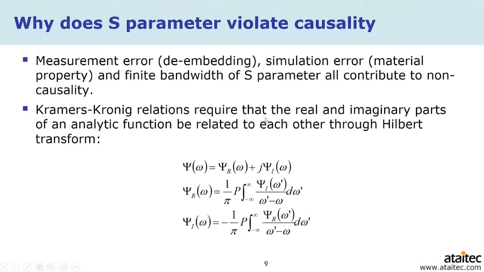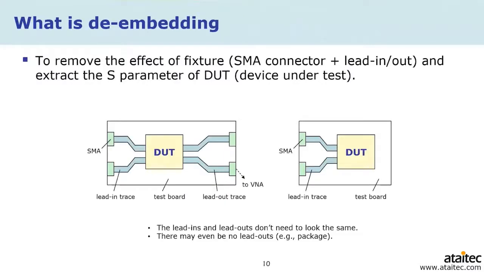But of course, in this presentation, we are going to focus on the causality issue due to measurement error, especially from de-embedding. Now, what is de-embedding? To remove the effect of the fixture and extract the S parameter of the DUT, that process is called de-embedding. Typically, we cannot measure a DUT directly, so we have to mount it on a fixture, and that process of removing the fixture effect is called de-embedding.